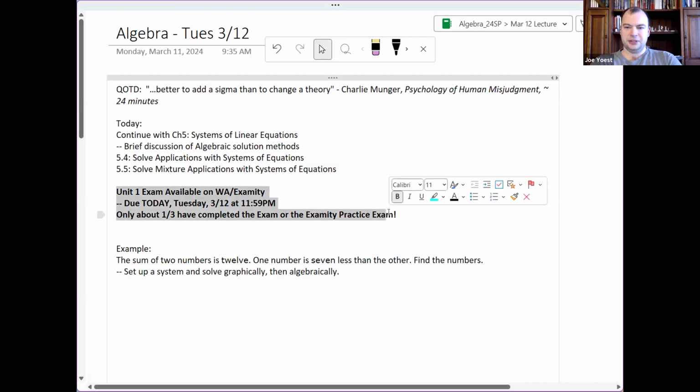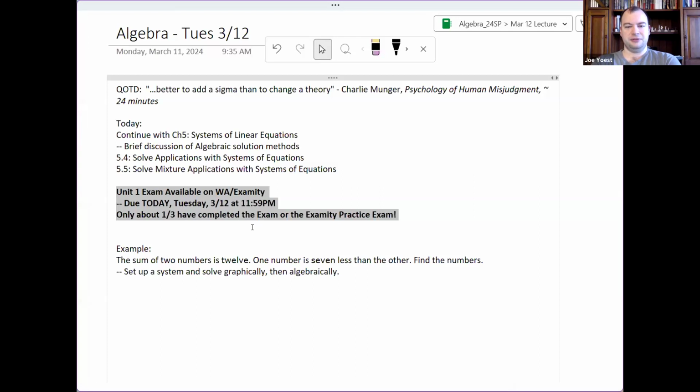Super important note. I checked WebAssign this morning right before class, and only about a third of folks registered for the class have completed the Examity practice exam. The Examity practice exam has been up for a few weeks now and was supposed to be completed more than a week ago. That's the one where you go into Examity, log into the exam, make sure all the technology is working properly and all of that.